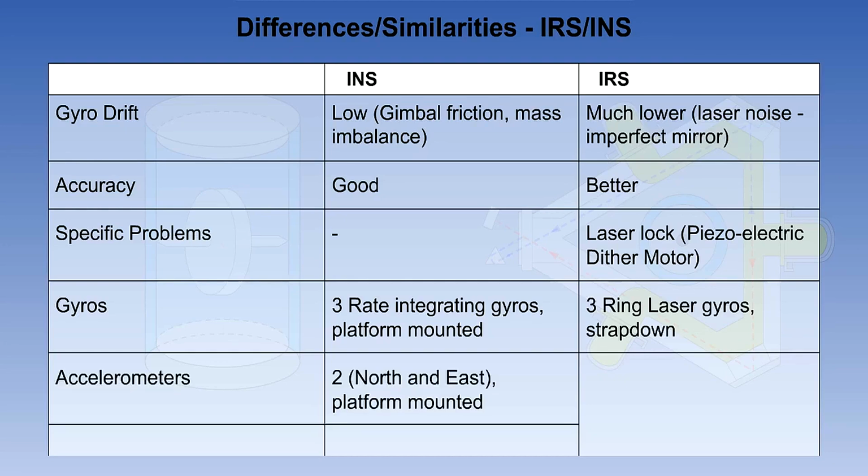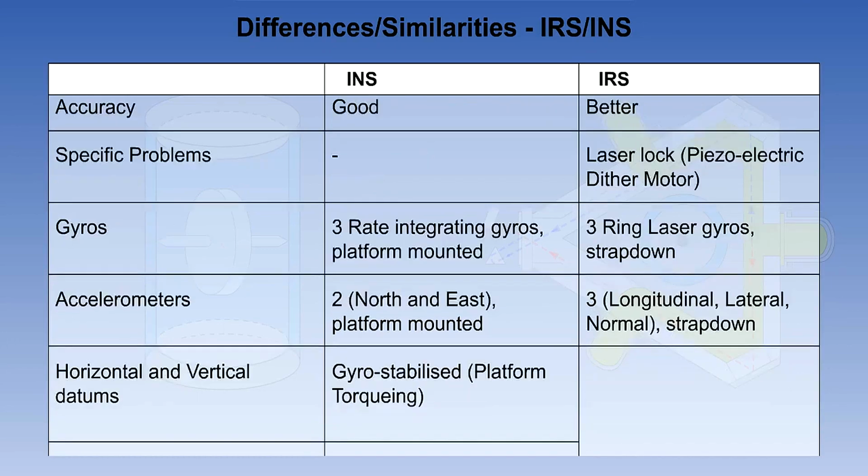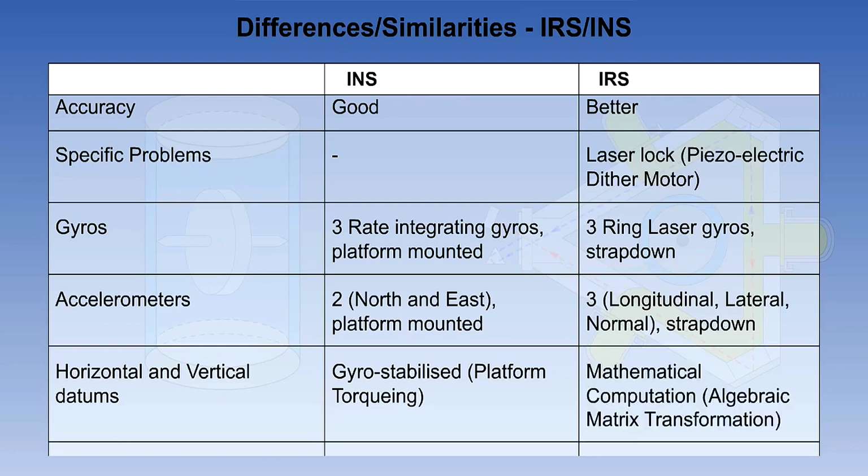There are 2 accelerometers in INS mounted on a gyro-stabilized platform which keeps them pointing north and east. The IRS has 3 strap-down accelerometers fixed in the longitudinal, lateral and normal planes. The horizontal and vertical datums in INS are maintained by a gyro-stabilized platform, whilst in IRS this is achieved by algebraic matrix transformation in a mathematical model.